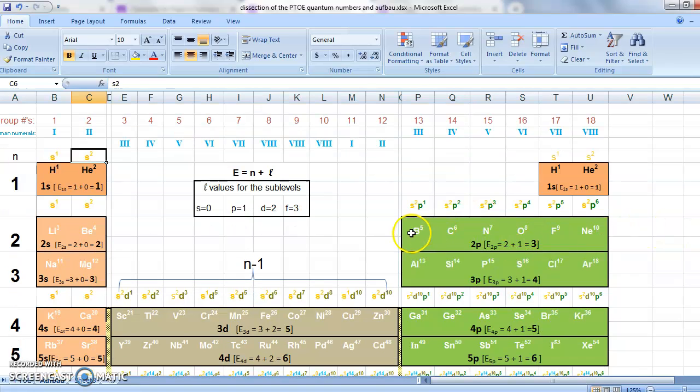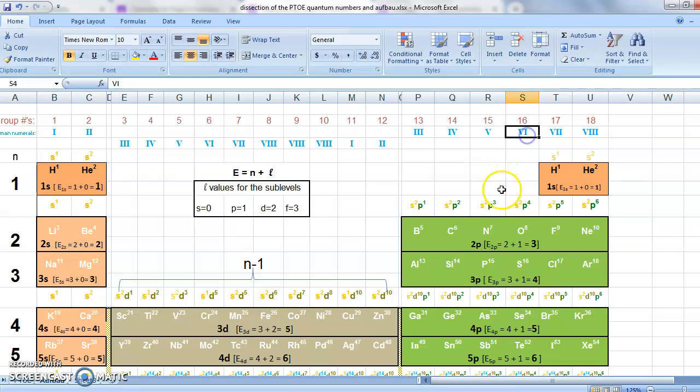I can't fill here until this is full. I have to fill the 2S before the 2P. So there's 2 in the S1 and the P. Carbon has 2 in the S2 and the P. It just goes straight up. 2 in the S3 and the P, 2 in the S4 and the P, 2 in the S5 and the P, 2 in the S6 and the P. 2 and 6 is 8. 2 and 5 is 7.